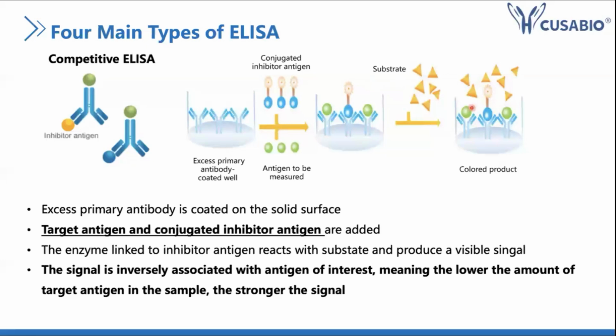the primary antibody. So then you can think the signal that you got is actually inversely associated with the antigen of interest. It's different from the previous two, where the more target antigen in the sample, the stronger the signal. For this competitive ELISA it is different. The lower the amount of the target antigen in the sample, the stronger the signal, because the signal is coming from the inhibitor antigen interaction.